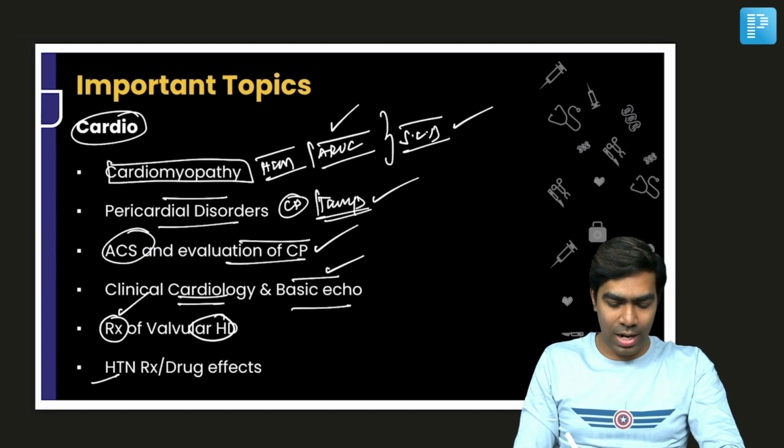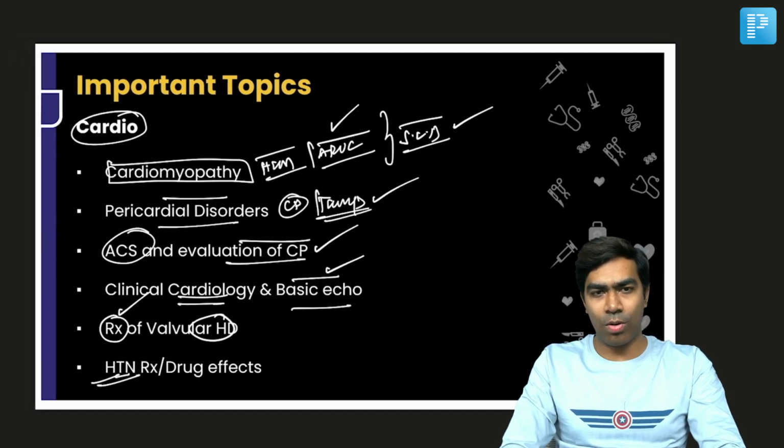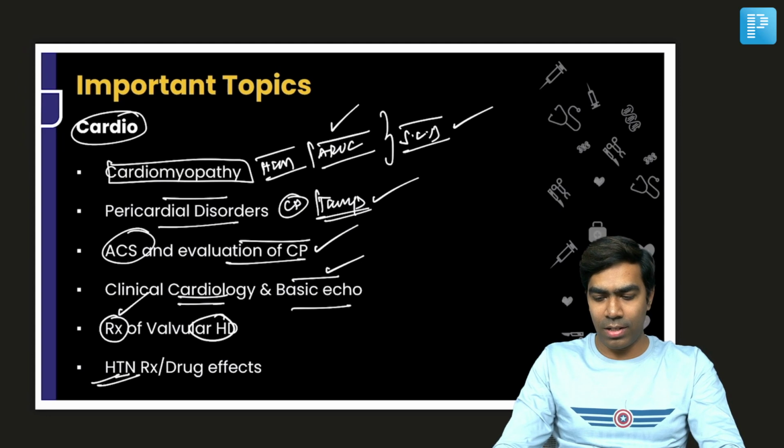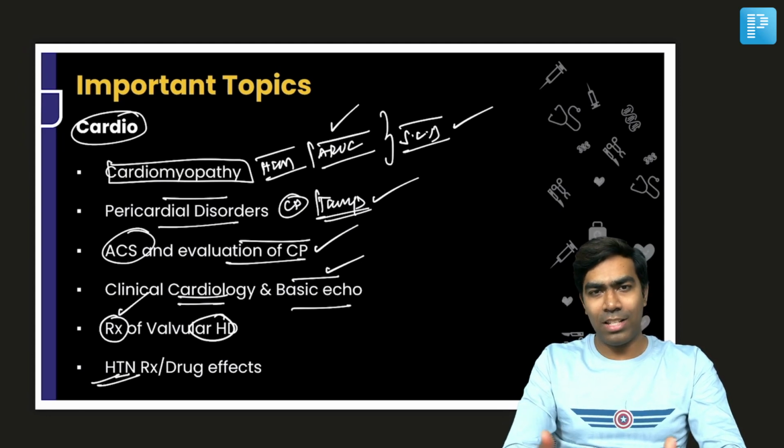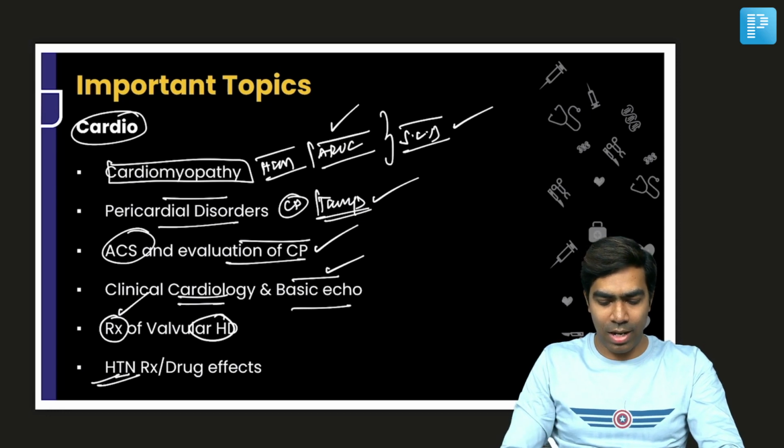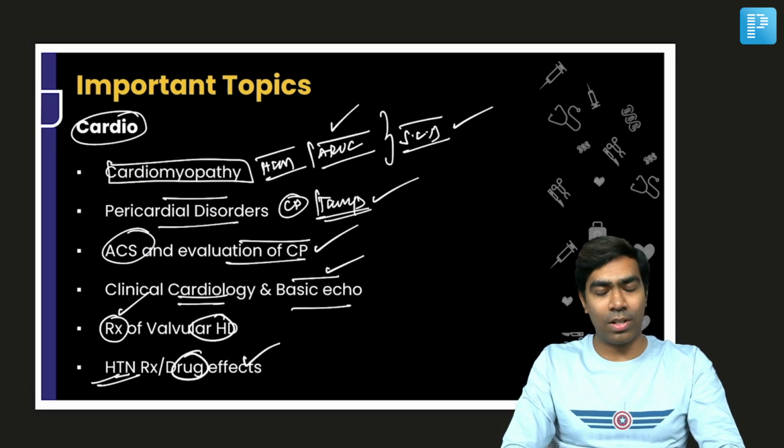And hypertension and diabetes, needless to say, are very, very important topics. When it comes to hypertension, they might ask you the management algorithm for hypertension based on the ACC-AHA protocol, and they might ask about the drug effects and what adverse drug reactions you're going to expect in the setting of treating hypertension.